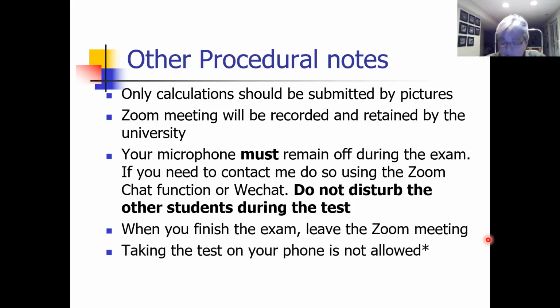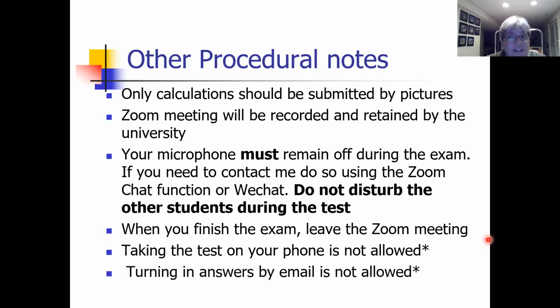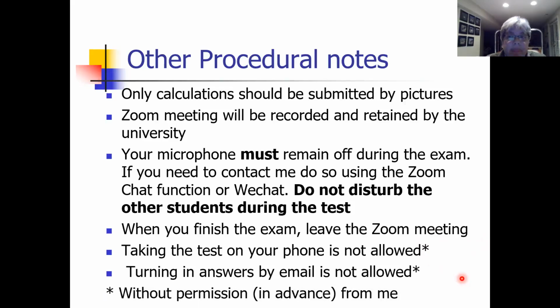Taking your test on your phone is not allowed. Turning in your answers by email is not allowed. Now, many of you did both of these yesterday. And notice I have a star. They're not allowed without permission in advance from me.